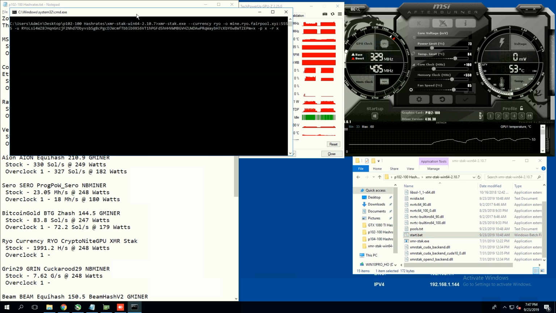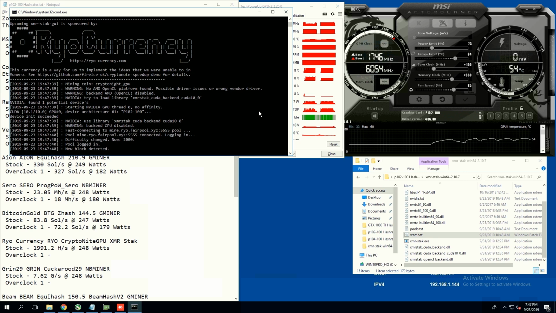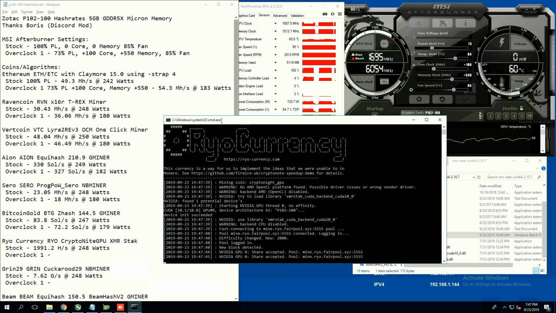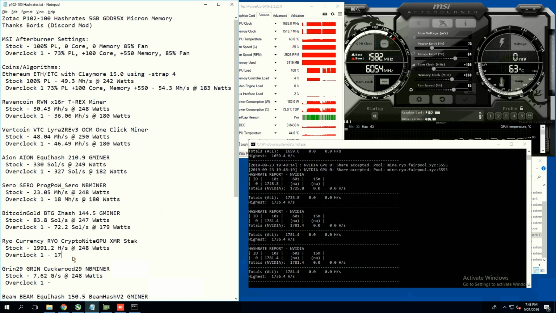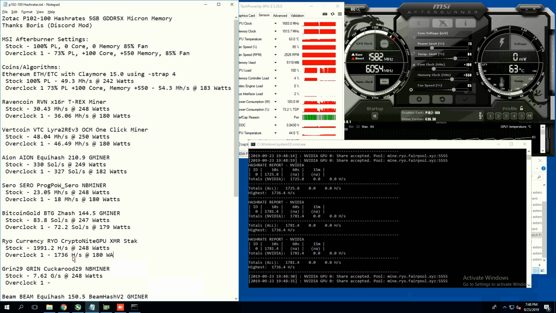We're going to see here stock, we're able to get 1,991 hashes per second at 248 watts. And here we are going to get 1,736 hashes per second at 180 watts. Yeah, that's about the same as the other ones. Okay, so that's Rio. Let's close that.